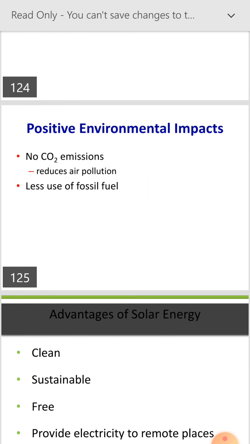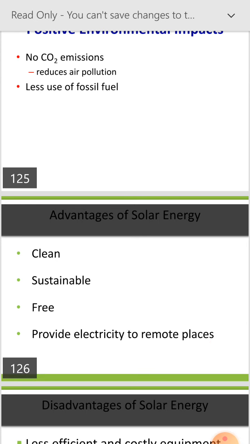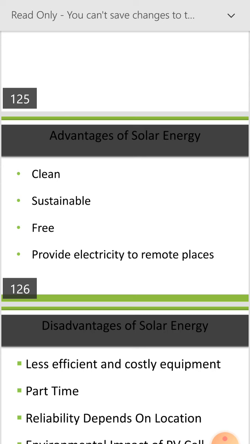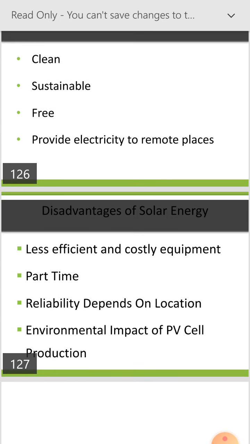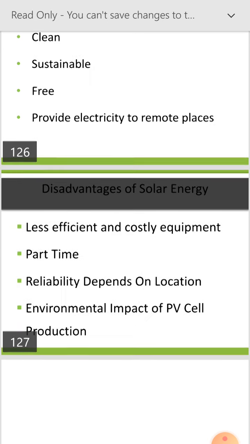Positive environmental impact: no CO2 emission, reduced air pollution, less use of fossil fuel. Advantages of solar energy: clean, sustainable, free, provides electricity to remote places. Disadvantages of solar energy: less efficient and costly equipment, part-time labor depending on location. Environmental impact of PV cell production.